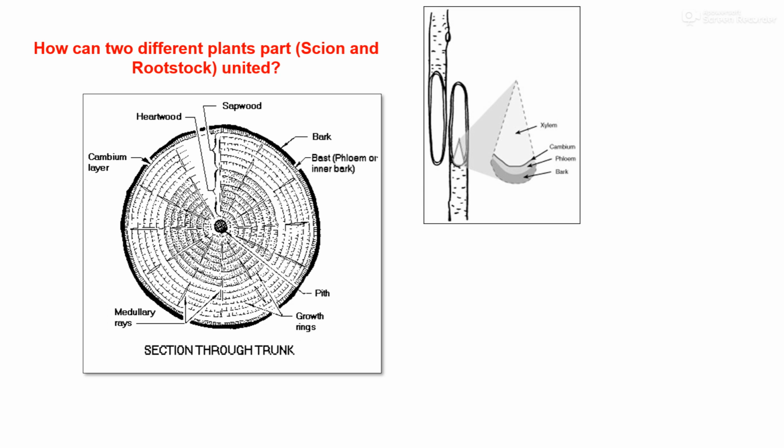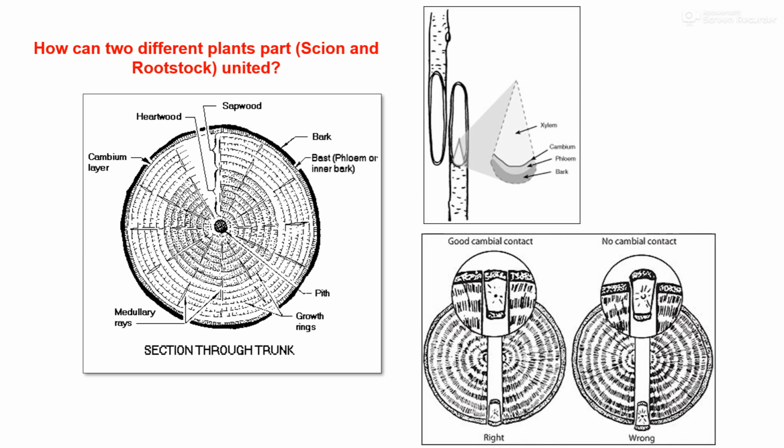How can two different plant parts, that is scion and rootstock, unite? In a grafting operation, the fleshy cut tissues of the stock and the scion are brought into intimate contact. Cambium cells from the stock and the scion start multiplying and dividing. These cells from both sides get interlocked and form the callus. Parenchyma cells from the callus get differentiated among themselves and form new xylem and phloem vessels.